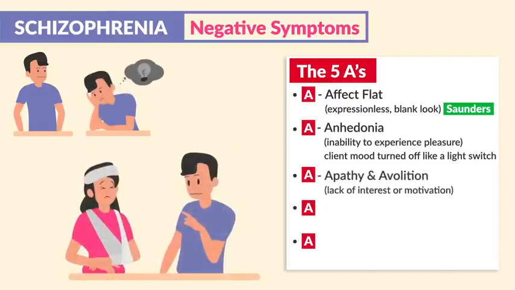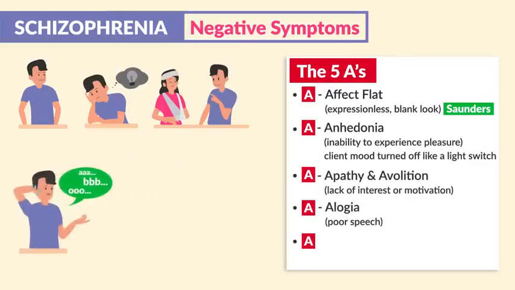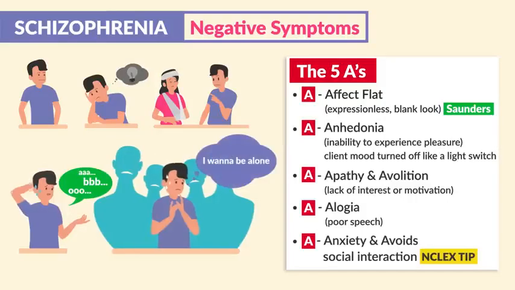The third A is for apathy or avolition, the lack of interest or motivation. And the fourth A is alogia, also called poverty of speech, where we have poor speech. And the last A, number 5, is anxiety and avoids social interaction. Now this one is the one to know for your NCLEX, so write this one down. Clients often become anxious when other people are around and prefer to be alone to get relief. It's a negative symptom that keeps the client from forming personal relationships and even social interaction. So really, the one to know, write it down again, is anxiety and avoids social interaction.